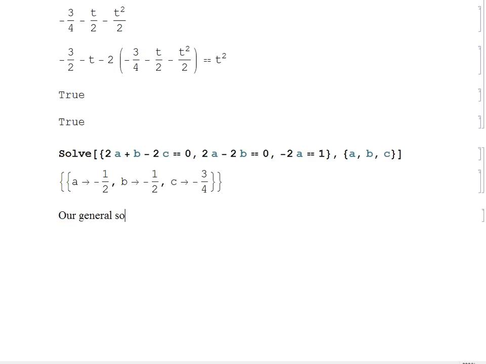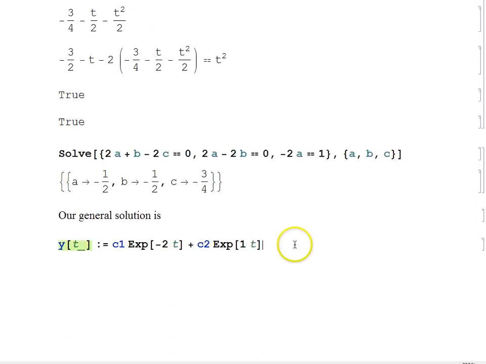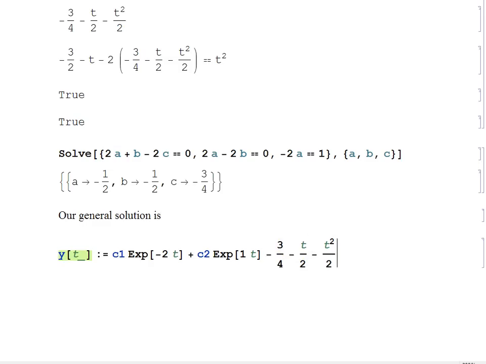Our general solution is what? y of t. Plop that down. So it's that, which is the homogeneous solution or the complementary solution, plus, I'll just grab that, plop it down, and that's my general solution.